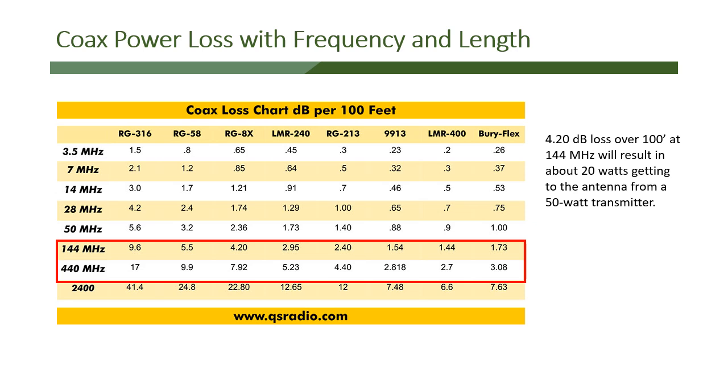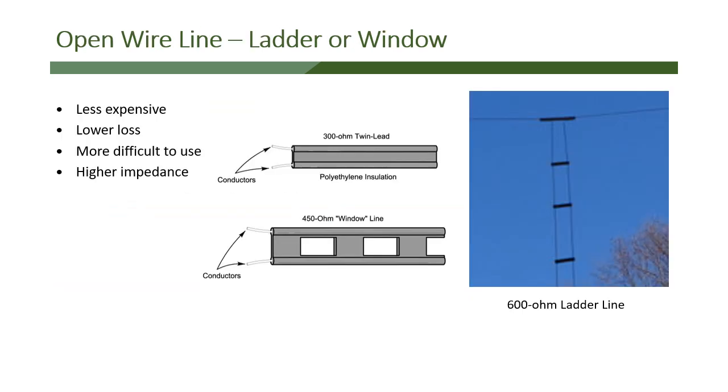So just keep in mind that coax cable is easy to work with. You can run it in a lot of different forgiving ways, but it does carry a loss, and the loss increases with frequency. We have open wire line, which are ladder or window lines, and we have what's called 300 ohm twin lead, which, as you can see in the picture, is two wires running parallel to each other with a polyethylene insulator in between them. You also can have 450 ohm window line, which is called window line because there are windows in the insulation between the two wires. However, you can also get 300 ohm open window line as well. So the 300 ohm twin lead is one version. You can get 450 or 300 ohm window line.